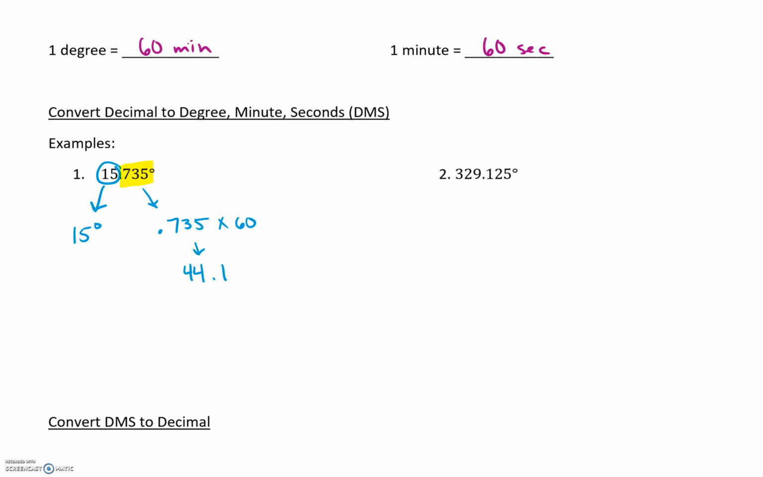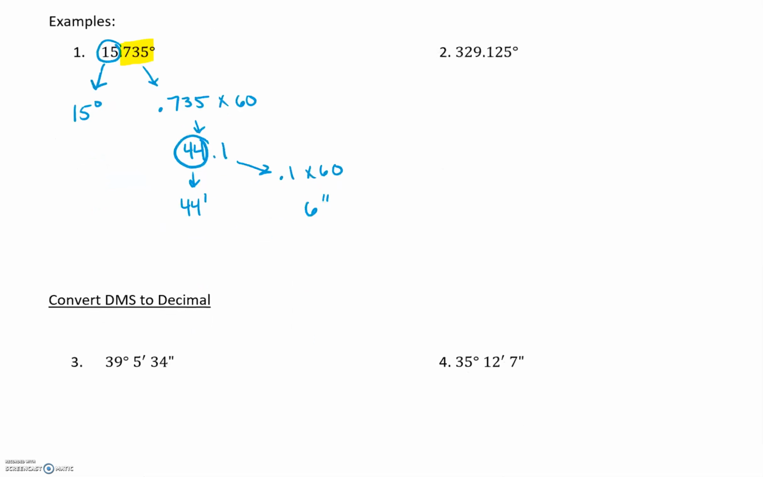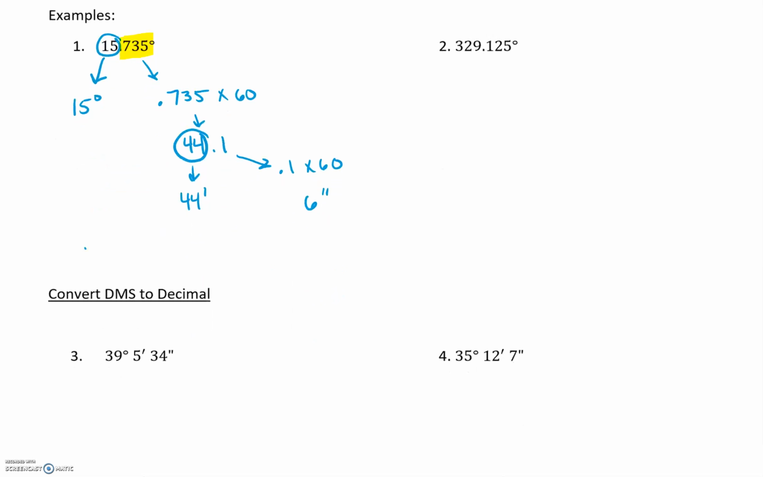So I still have a decimal, so this right here is my minutes. Now I have to take that 0.1, and again, because there's 60 seconds in a minute, I'm again going to multiply by 60. So I take 0.1 times 60, and that's going to give me 6 seconds. So if I combine all that, I'm going to have 15 degrees, 44 minutes, 6 seconds.